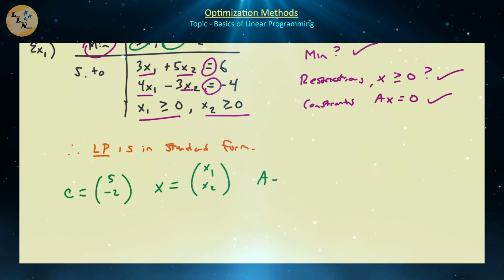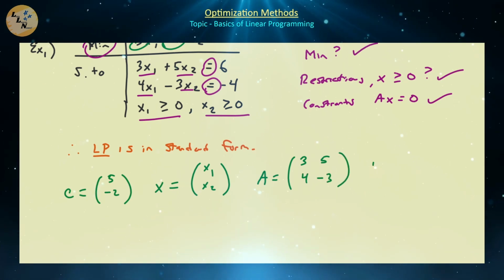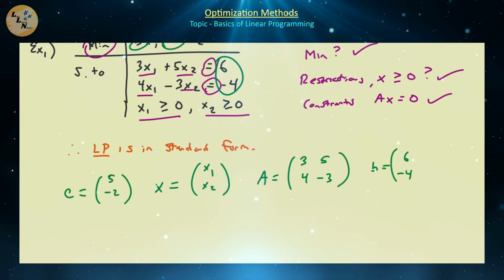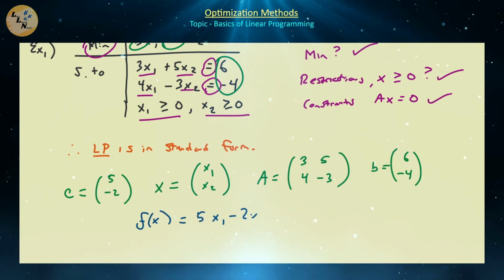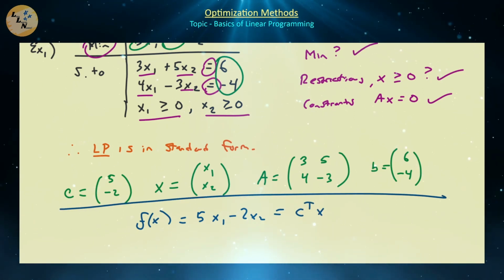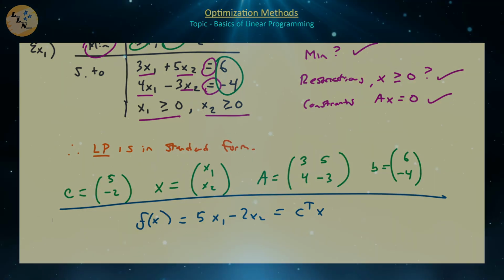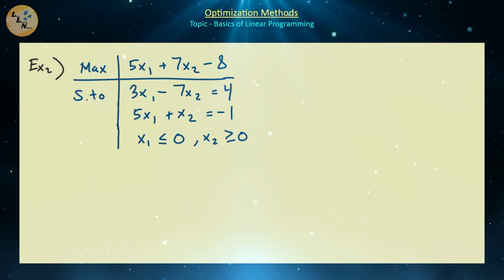Our coefficient matrix for our constraints is going to be equal to 3, 5, 4, and -3. And our b vector, which is going to be the constants on the very right-hand side of our constraints, is going to be 6 and -4. And keep in mind, our functional f of x was equal to 5x1 minus 2x2, which of course is in the form c transpose x. So those are our matrices and vectors for our standard form linear program, right? That's pretty much the things that we're going to be looking for and trying to convert into throughout the rest of this video.